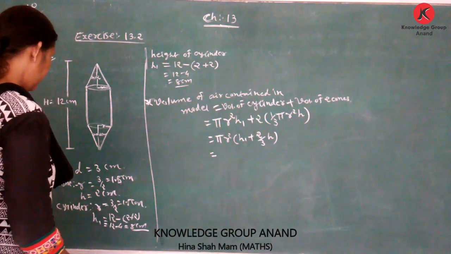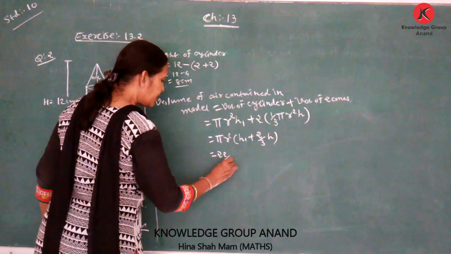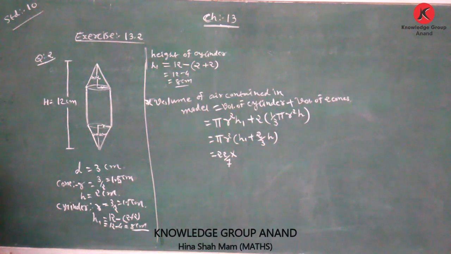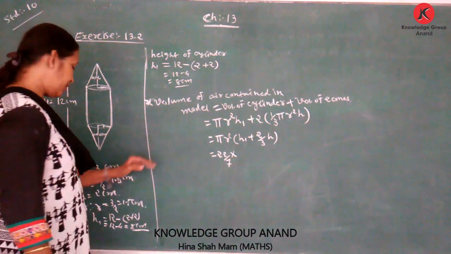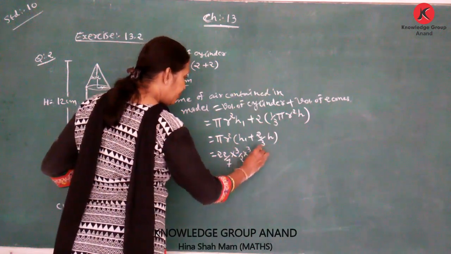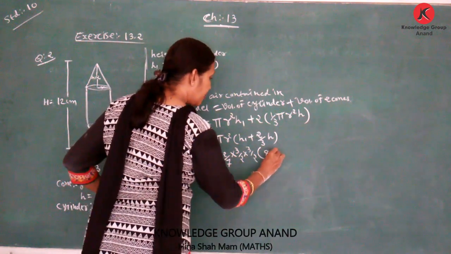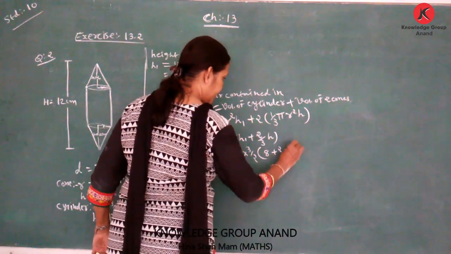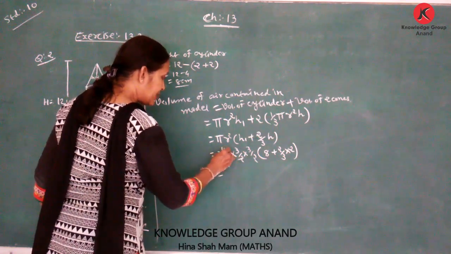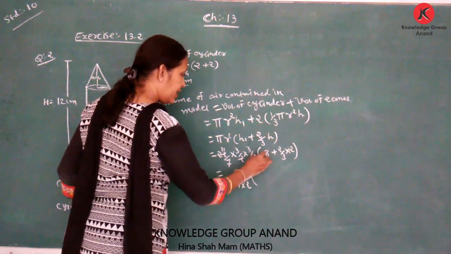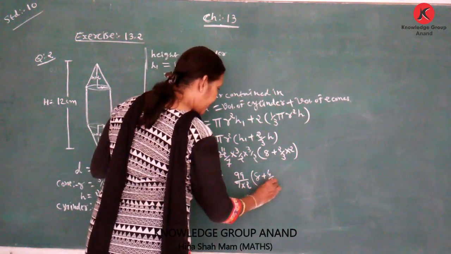Pi is equal to 22 by 7. In this question, we take pi as 22 by 7. r square, where r is 3 by 2, is 3 by 2 into 3 by 2. h1 is equal to 8, plus 2 by 3 into h, where h is equal to 2. 11 7s are 77... 22 by 7 into 9 by 4 gives 99 by 14, that is 99 by 7 into 2. Here we write 8 plus 4 by 3.